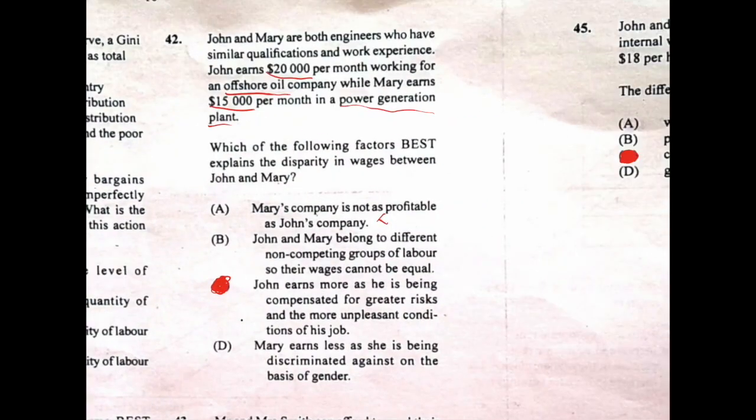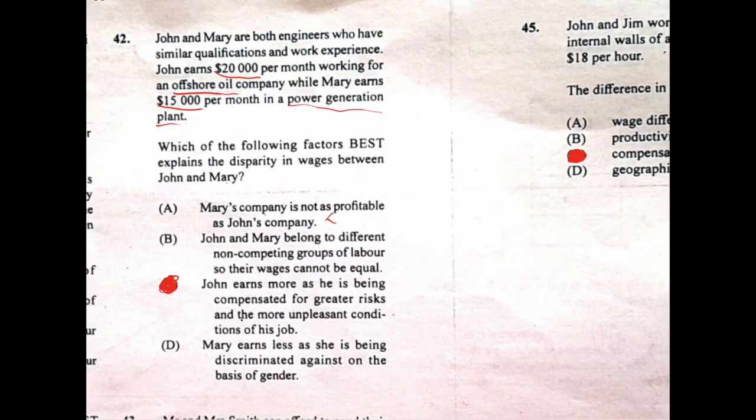42. Say John and Mary are both engineers who have similar qualifications and work experience. John earns $20,000 per month working for an offshore oil company, while Mary earns $15,000 per month in a power generation plant. Which of the following factors best describes the disparity in wages between John and Mary? C. John earns more as he's being compensated for greater risk and the more unpleasant conditions of his job.